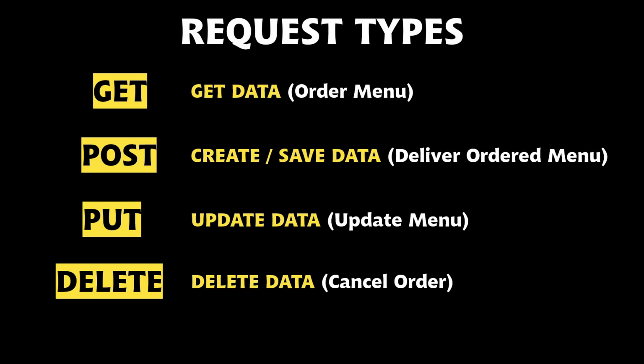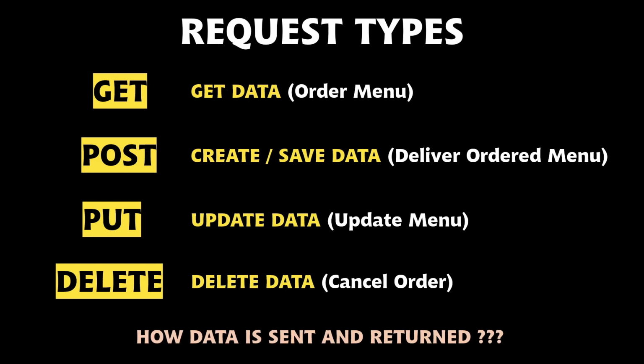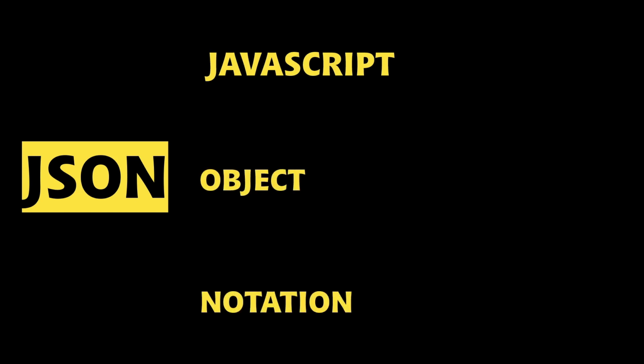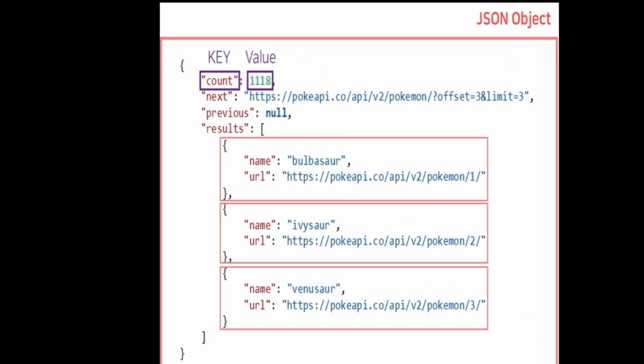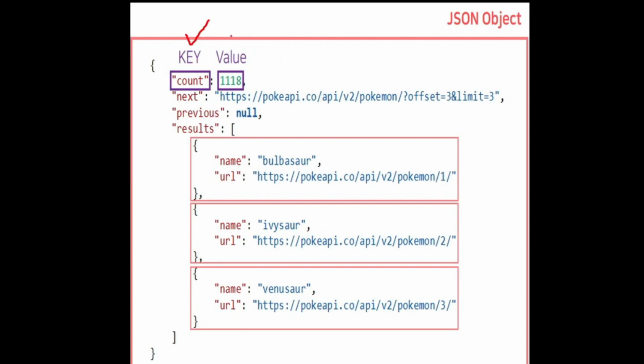Now that we know about these request types, let's look at how data is sent and returned. In the computer world, it's something called JSON, which is short for JavaScript Object Notation. And this is how it looks. You have these keys and these values. Each key and value is embedded inside a construct, and there can be multiple data types inside this construct. You have this key as a string. Note that the key will always be a string and the value can be of any data type.